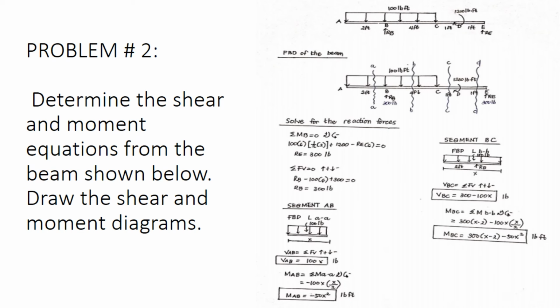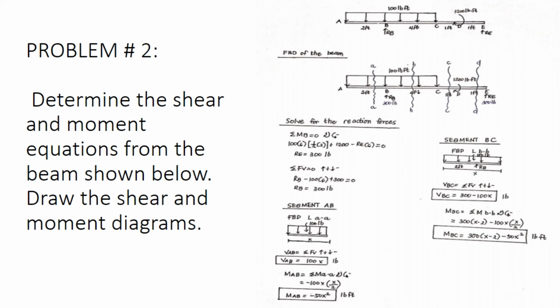Problem number 2. Determine the shear and moment equations for the beam shown below. Draw the shear and moment diagrams. We first constructed an FBD of the beam, then we solved for the reaction forces. For RE equals 300 lb and for RB equals 300 lb. Then we solve it by segment.